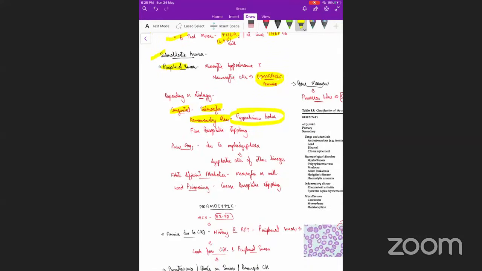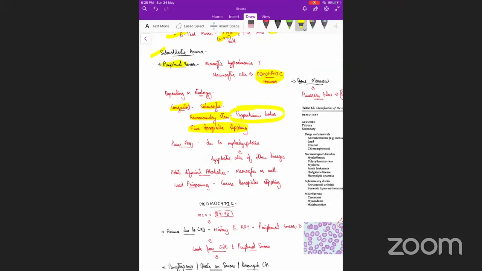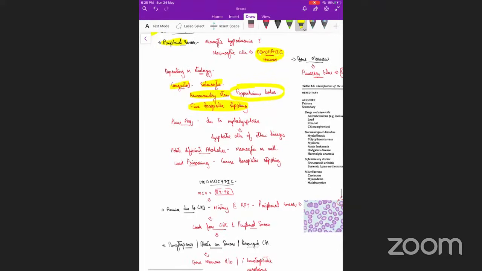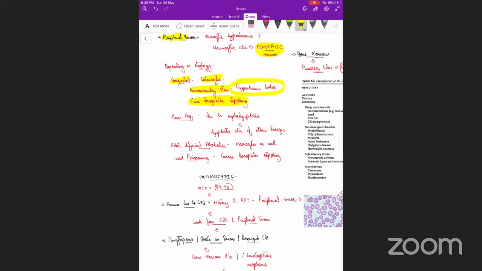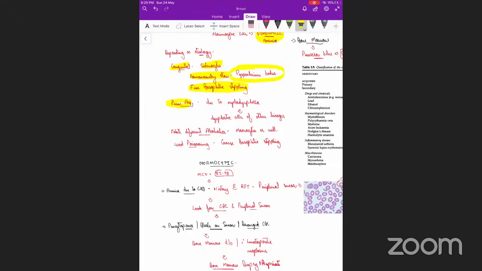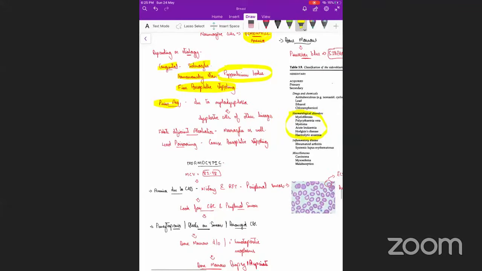Then fine basophilic stippling as well is found. If there is coarse basophilic stippling, what do you think of? Anyone? If there is coarse basophilic stippling in the peripheral smear, what is the diagnosis you will think of? Yes, very good, lead poisoning. If it is acquired, then look for all these etiologies, all these hematological disorders. So it will become very much evident in the peripheral smear.